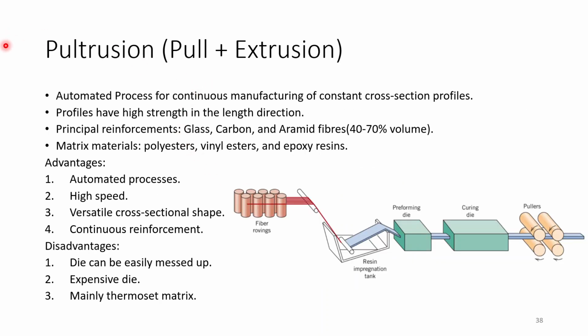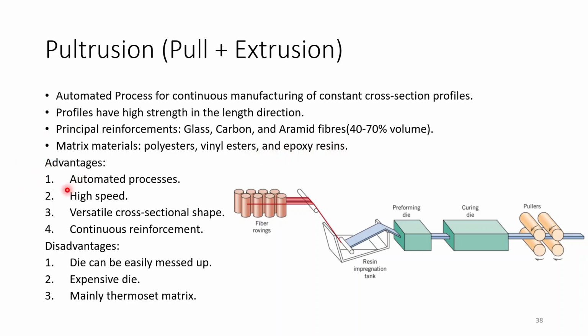Next up you have pultrusion. So in this case it is made using pull and extrusion. So this is two techniques combined. So here you have automated process for the continuous manufacturing of constant cross section profiles. So profiles have high strength in the length direction, and the principal reinforcements such as glass, carbon, and aramid fibers having 40 to 70% volume, and the matrix materials used are polyesters, vinyl esters, and epoxy resins.